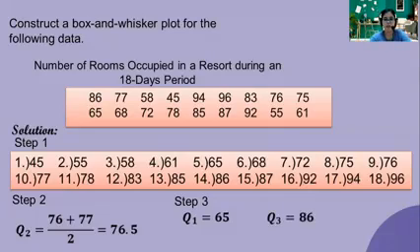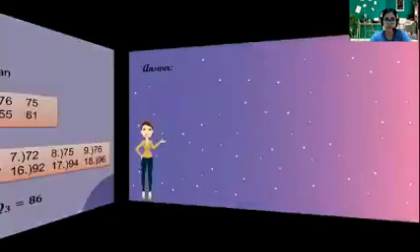So we now have the complete values of our 5 keys of the dataset. Again, the minimum value is 45. The maximum value is 96. The median is 76.5. The first quartile is 65. The third quartile is 86. So let's try to construct them into a box plot. Let's proceed.